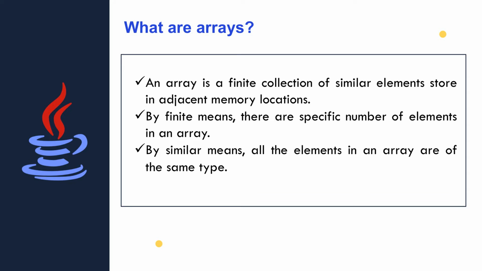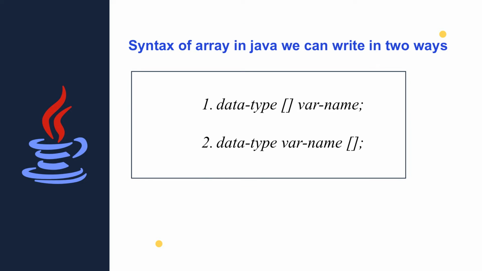So basically an array is an object in Java which contains a similar type of data in contiguous memory locations. Here is the syntax of array in Java. We can write it in two ways. First, data type, then square bracket, then variable name. Second, data type, variable name, then square bracket. The square bracket is called the subscript operator. Without the subscript operator, we cannot create an array.